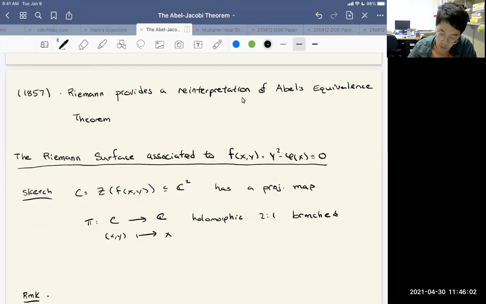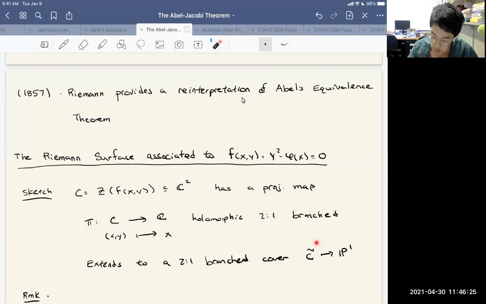And then the theorems of Riemann show that this extends to a 2 to 1 branched cover C tilde of the complex projective line CP1. And this C tilde here is the Riemann surface associated to this equation. The C tilde is the associated Riemann surface.